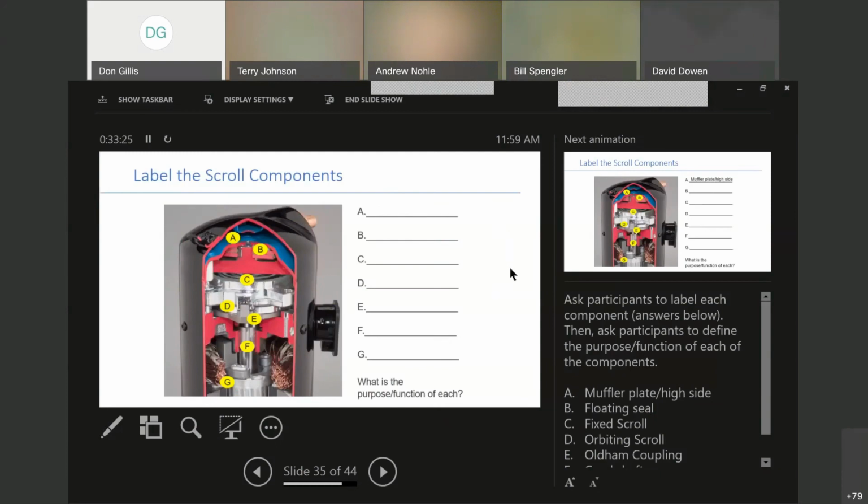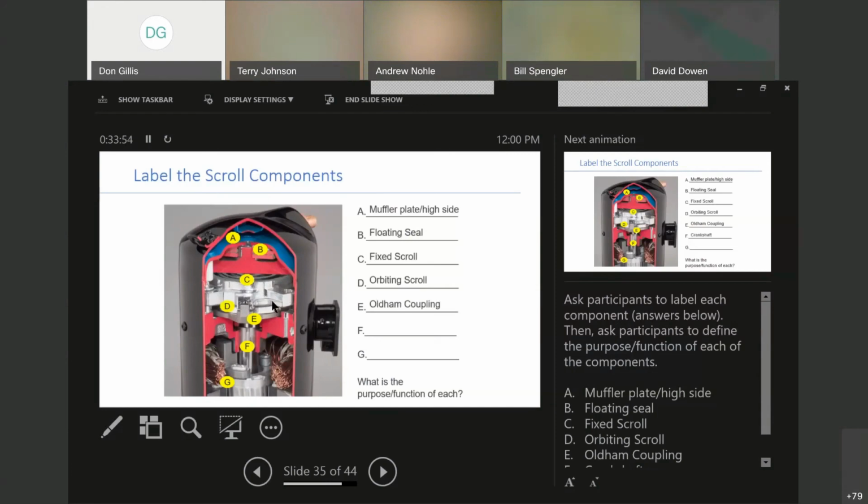And since I can't ask you what A is, I'm just going to tell you the A, again, the blue here is going to be our muffler plate. That separates the high side from the low side. The B is going to be our floating seal, okay? Then we have C. Hopefully you knew that was our fixed scroll on top, okay? The D is the orbiting scroll at the bottom. That's the oscillating motion, okay?